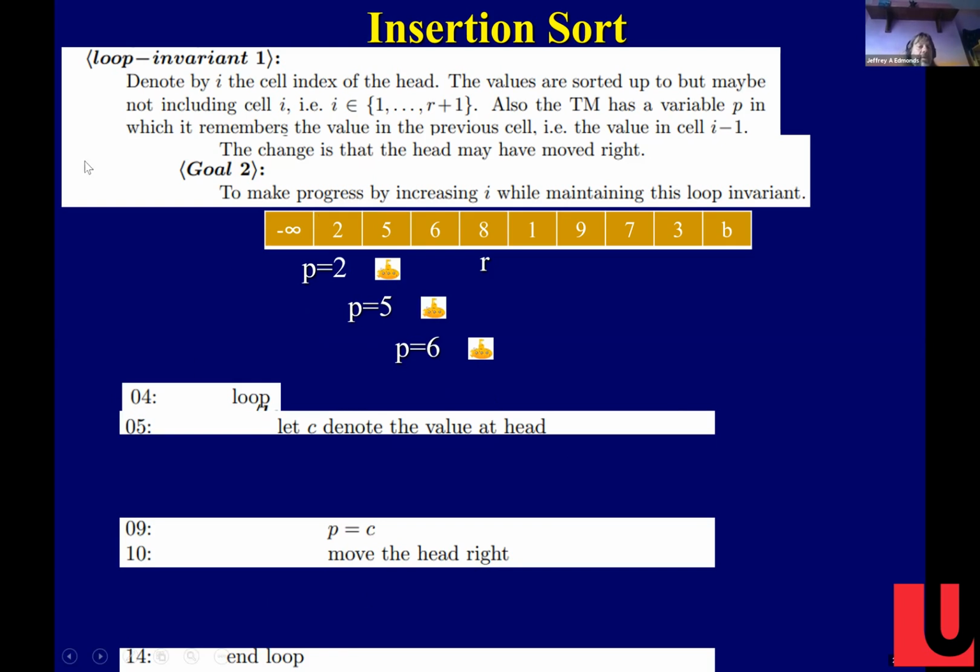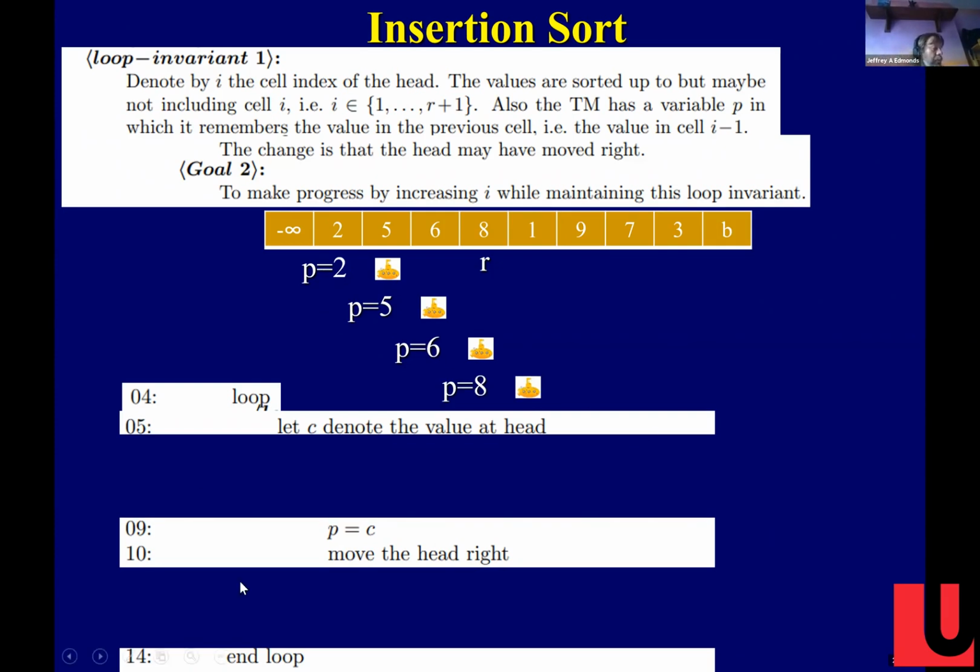You run this code, and it maintains this loop invariant. My head's here, so I save the 5 in P and I move my head here. I'm here, I save 6 in P, I move my head here. I'm here, I save 8 in P, I move my head here. Everybody good with that? So you run that code and we'll get here. All right?